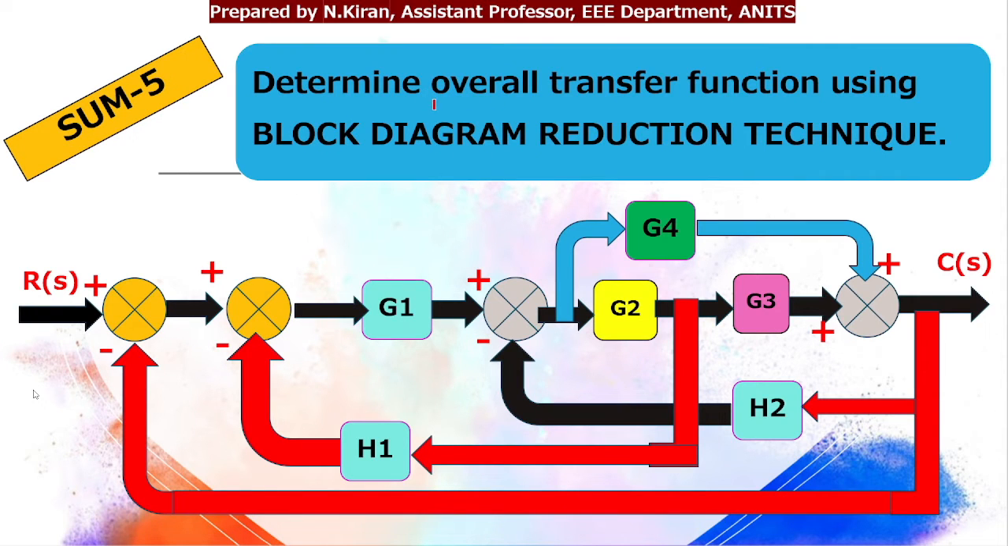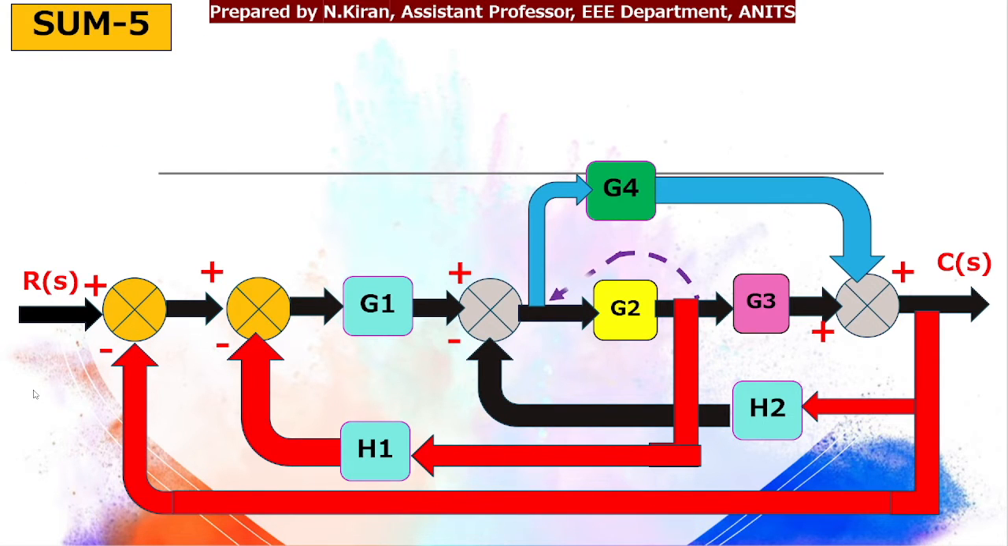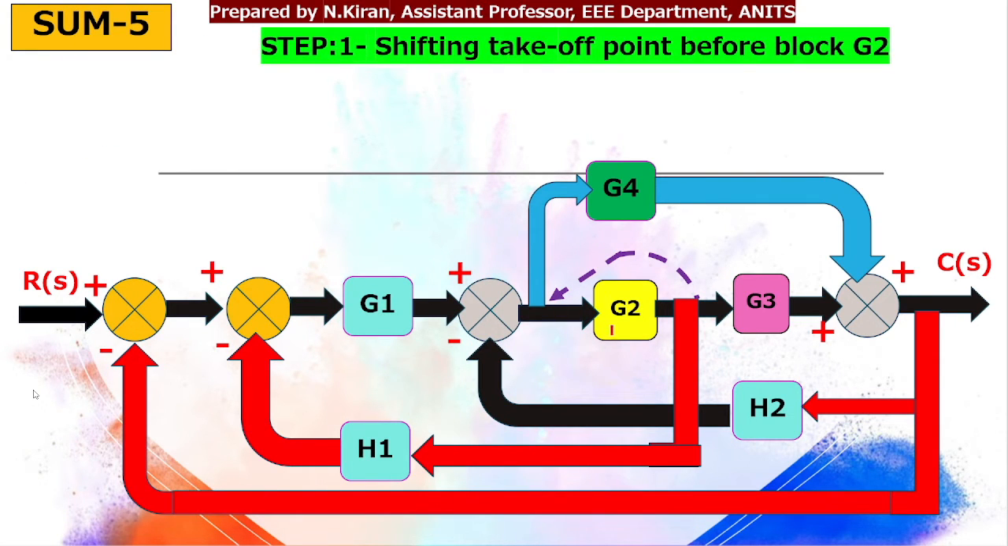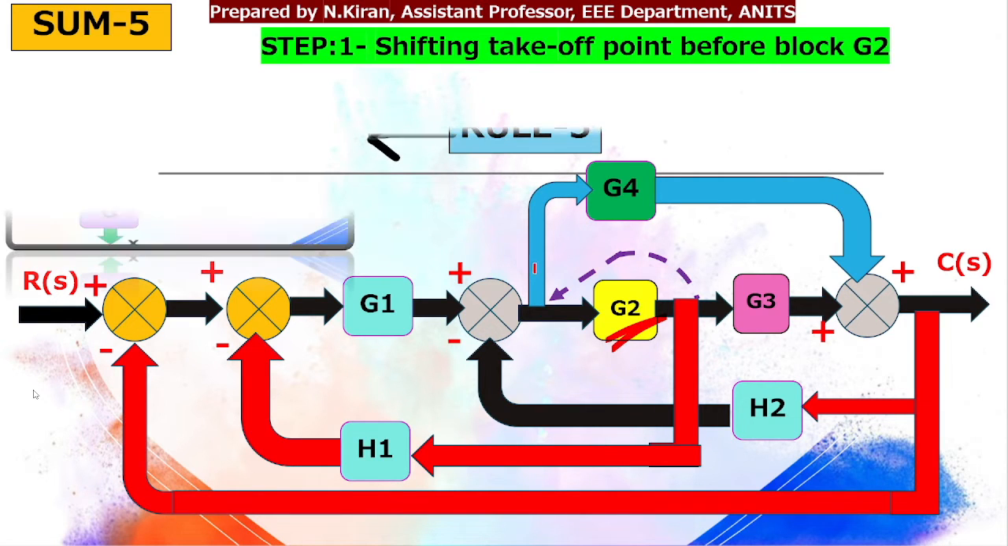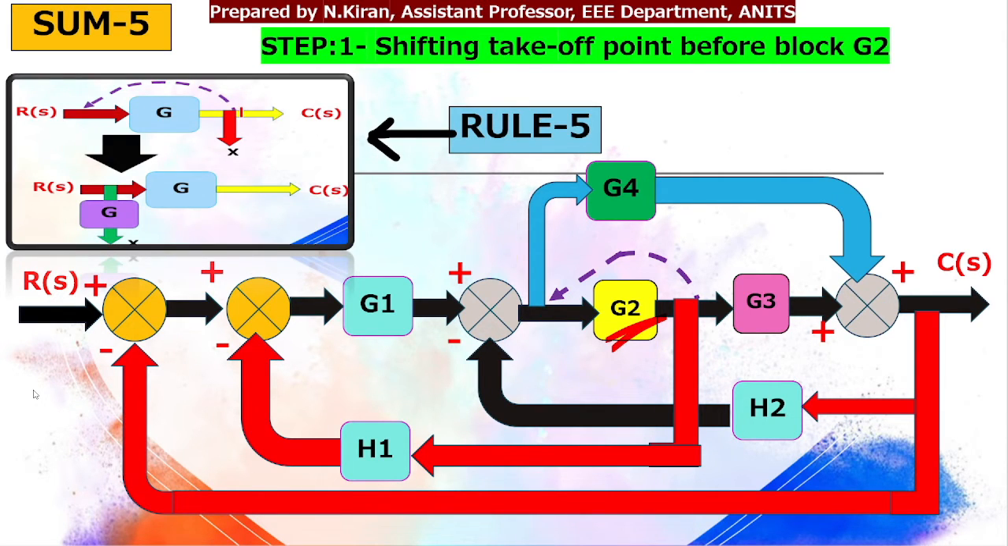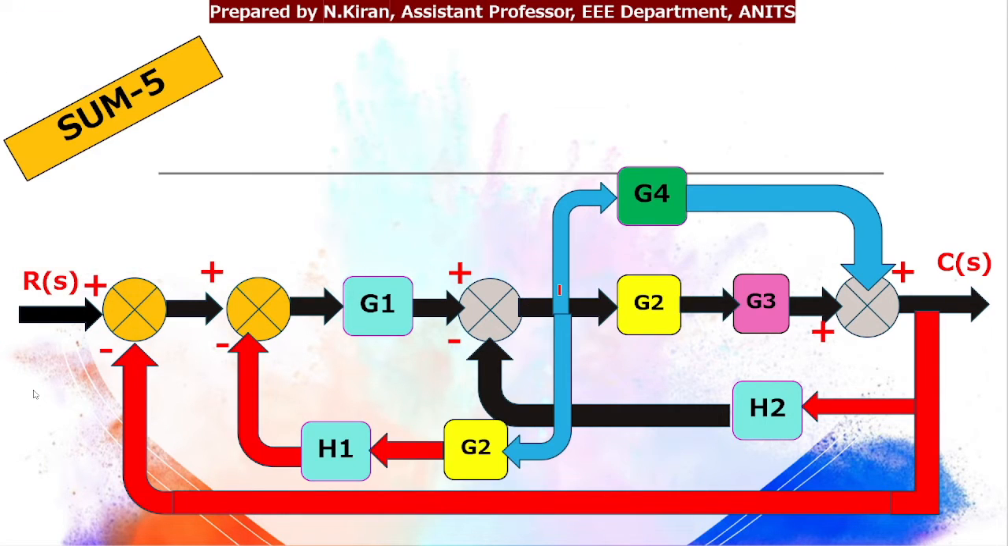Here we need to find the overall transfer function. In the first step, I will shift my takeoff point before the block G2. According to rule number 5, if I want to shift my takeoff point before the block G2, I need to multiply the takeoff point by G. In place of G, I have here G2. So after shifting the takeoff point from here to here, I need to multiply the takeoff point by the block gain G2.